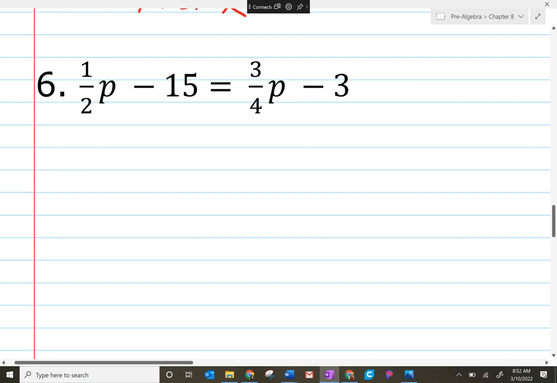This is negative plus 3. So it's going to be negative 12, because you have 15 minus 3, and then the number is negative. So it's going to be 12. Negative. Because that 12 was negative.